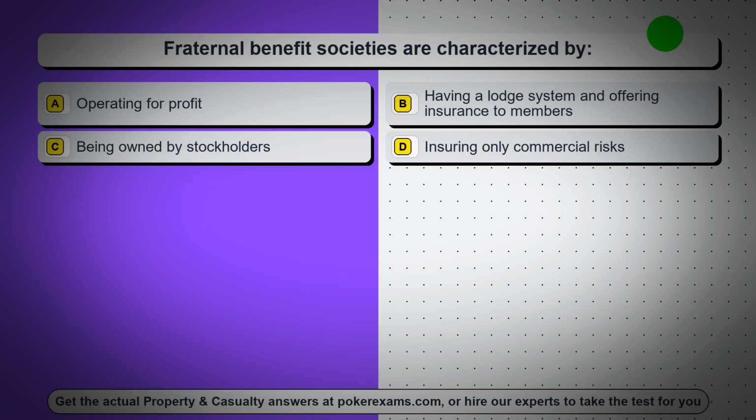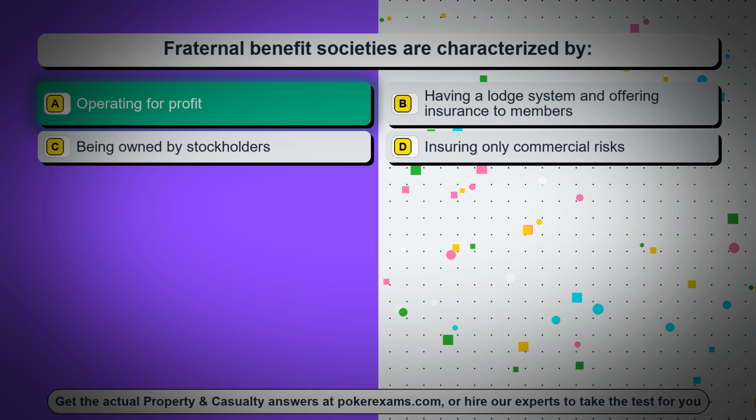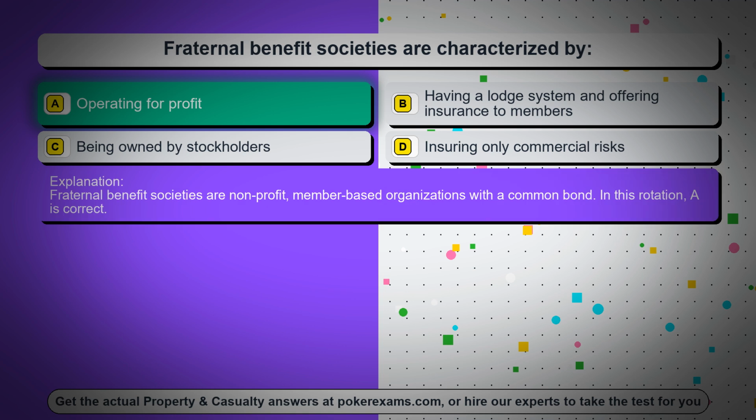Question 15. Fraternal benefit societies are characterized by: Option A, operating for profit. Option B, having a lodge system and offering insurance to members. Option C, being owned by stockholders. Option D, insuring only commercial risks. The correct answer is option A, operating for profit. Fraternal benefit societies are non-profit, member-based organizations with a common bond. In this rotation, A is correct.